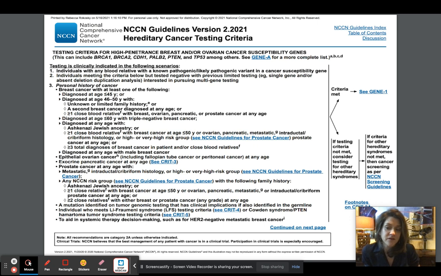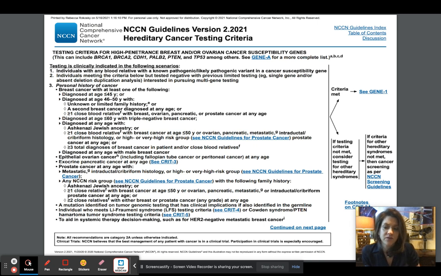Another part to consider at how high risk your patient is: do they have a genetic variant? If they have a family history, you may want to consider testing with a genetic panel. The National Comprehensive Cancer Network provides testing criteria for patients. These guidelines are updated quite frequently. So if you don't do testing often, you may want to review the guidelines.